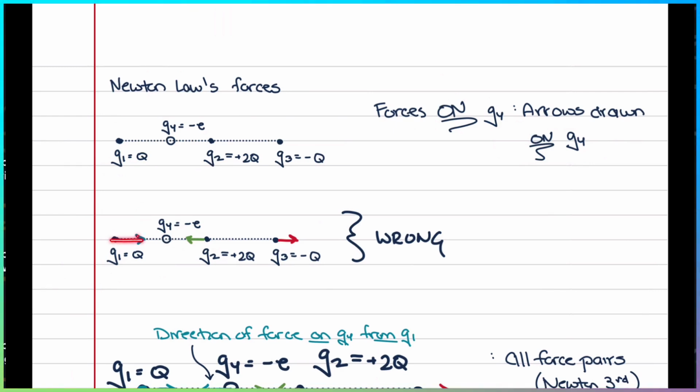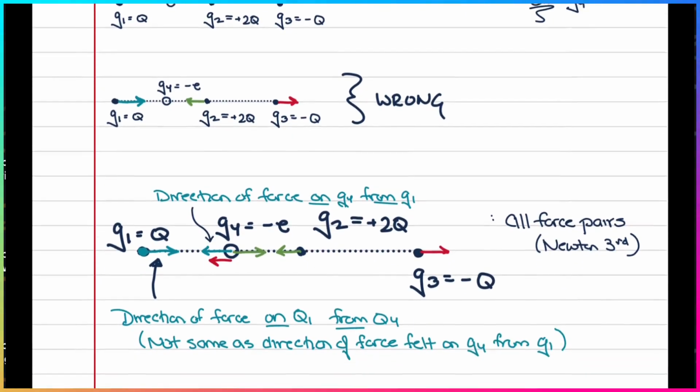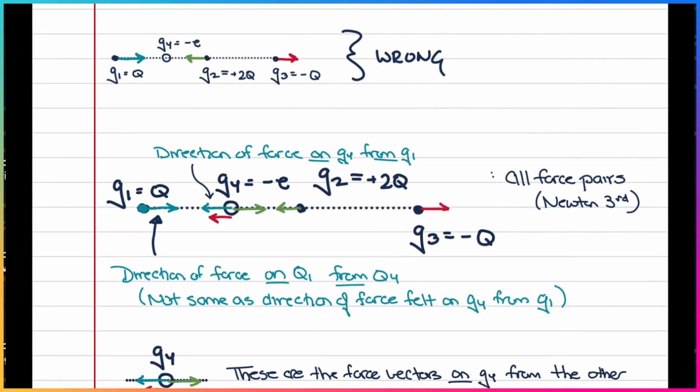Now, you might be saying, what's wrong with these arrows? So this arrow is the force on Q1 from Q4. But again, that's not what I asked. This is the force on Q2 from Q4, on Q3 from Q4. But I wanted the force on Q4 from the rest of them. So that means the arrows should be drawn on the object I'm asking about.